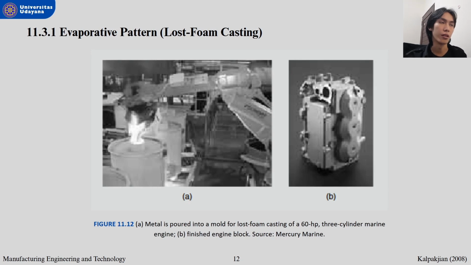Next, figure 11.12. This slide shows a practical application of lost foam casting in production, a marine engine block. In image A, they show metal pouring, and in image B, the finished casting.